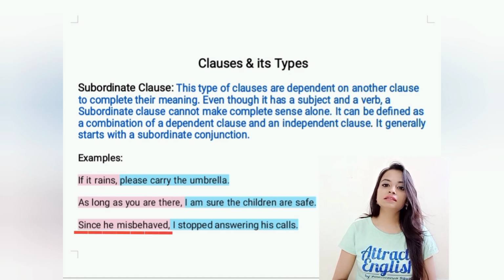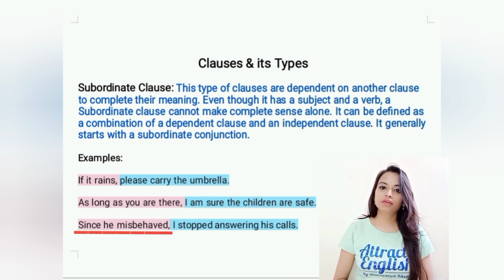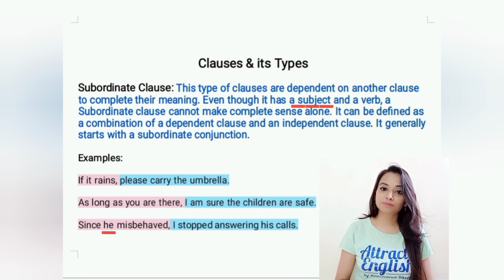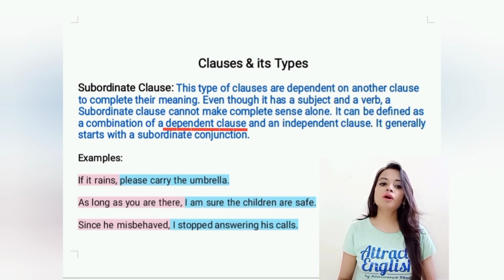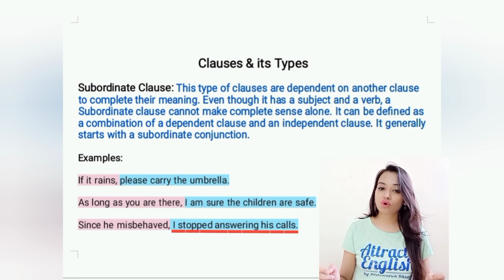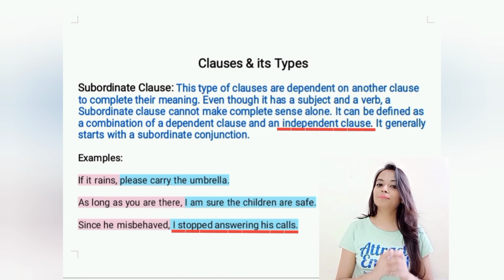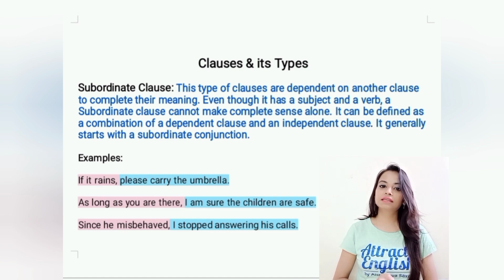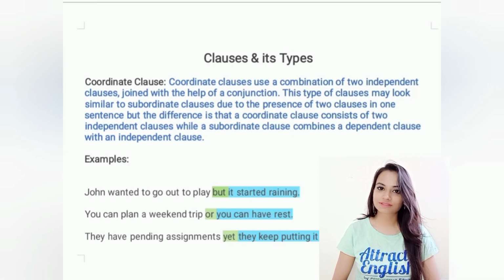Last, "since he misbehaved." Here, "since" is a conjunction, "he" is the subject, "misbehaved" is the verb, and this is a dependent clause, comma. "I stopped answering his calls." It is again an independent clause, and this complete sentence, "since he misbehaved, I stopped answering his calls," is an example of a subordinate clause.